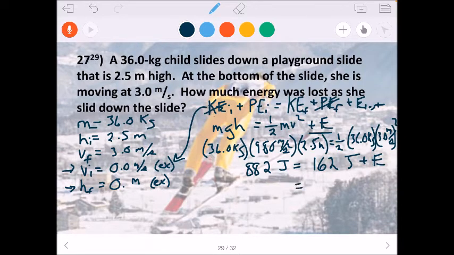So subtracting 162 joules from both sides of my equation, I get 720 joules. Now with sig figs, on the left side I have 2 significant digits, and on my right side I'm also going to have 2 significant digits. So I can round to the nearest 10, which is what I've done. So my final answer is 720 joules.